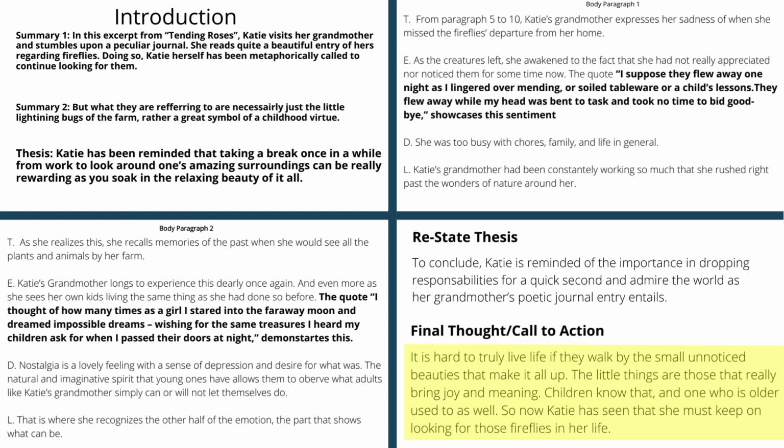Let's read it. "It is hard to truly live life if they walk by the small unnoticed beauties that make it all up. The little things are those that really bring joy and meaning. Children know that, and one who is older used to as well. So now Katie has seen that she must keep on looking for those fireflies in her life."